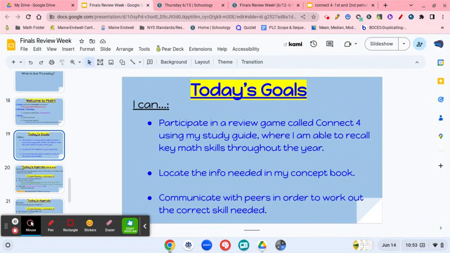Our goals and I can statements are the same as it's been all week. We're just changing it to a different type of review game. It's called Connect 4. All right. We're going to make sure that we pull from all the skills and the topics that have built on each other to review. You can absolutely use your concept book, but I feel like that was more so when you were working through the study guide, not necessarily for today. But you're definitely going to be communicating with your peers to make sure everything's correct and why it's correct, or peer teach it and talk about why it's not.